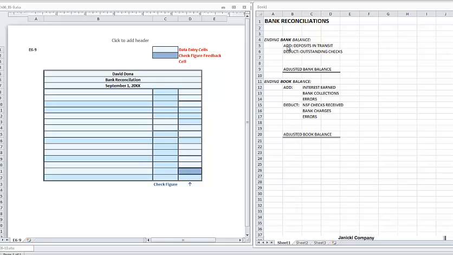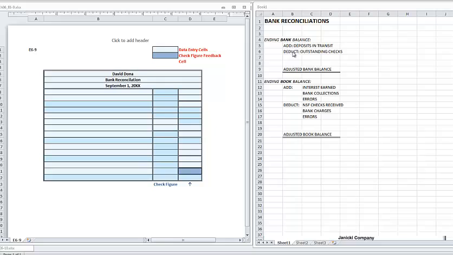The first and only addition to the bank balance is for deposits in transit. Deposits in transit are items that we have deposited, that we have written down on our books, that have not made it to the bank yet, so they will not appear on the bank statement.